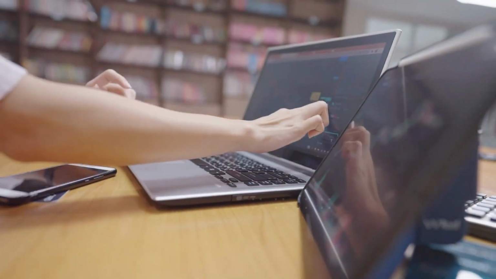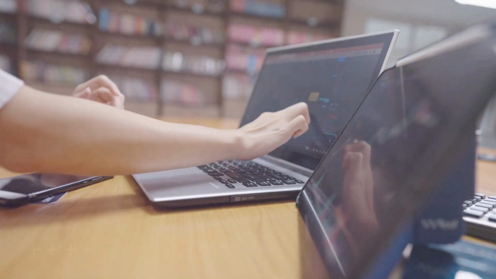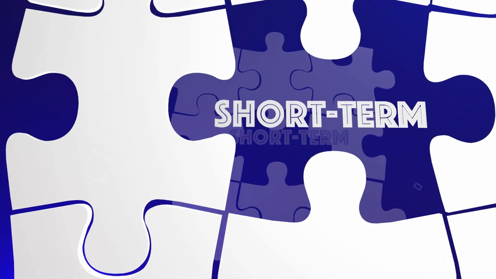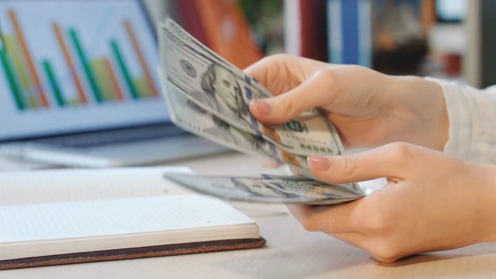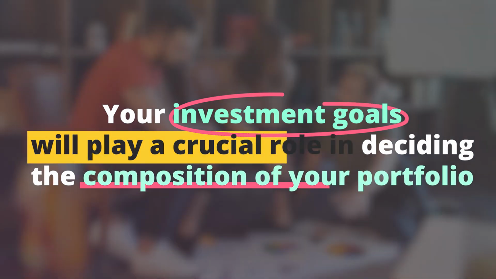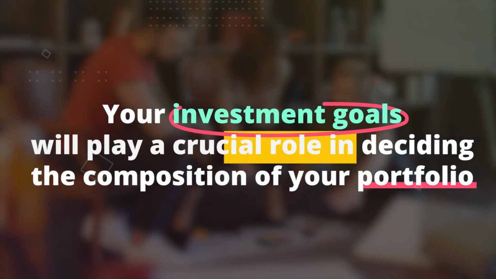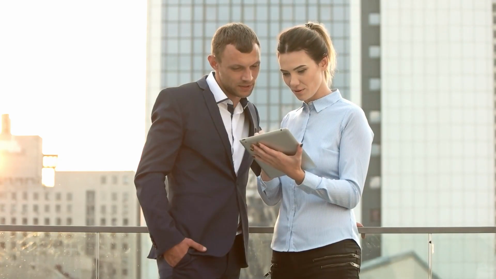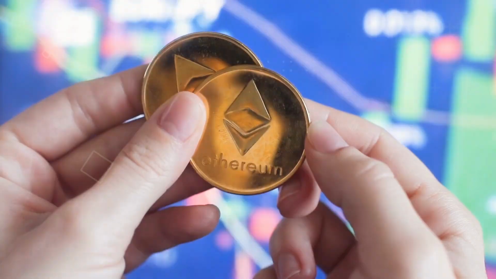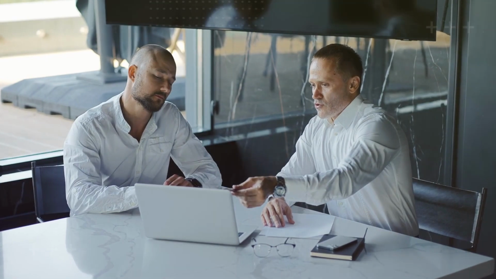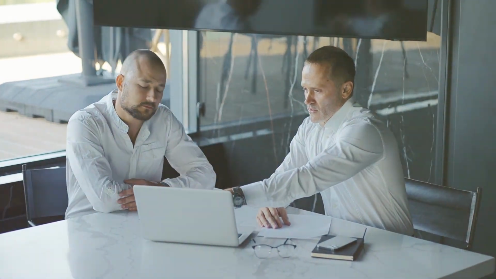Once you're well versed with the trends and technology, it's time to set your investment goals. What is it that you're looking to achieve with your cryptocurrency investments? Is it short-term gains, long-term growth, or passive income through staking or lending? Your investment goals will play a crucial role in deciding the composition of your portfolio. For instance, if you're looking for stability, you might lean more toward established coins like Bitcoin or Ethereum. Conversely, if you're willing to take more risks for potentially higher returns, newer altcoins might be worth considering.